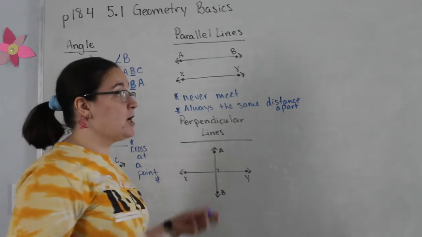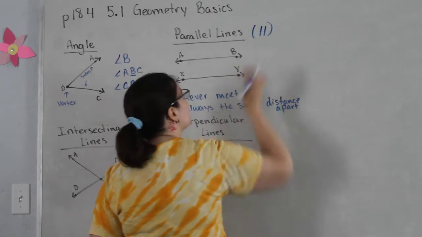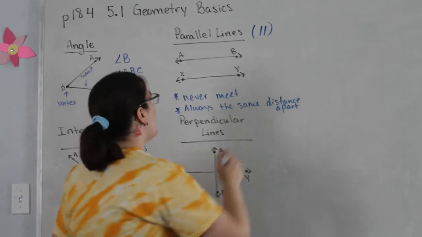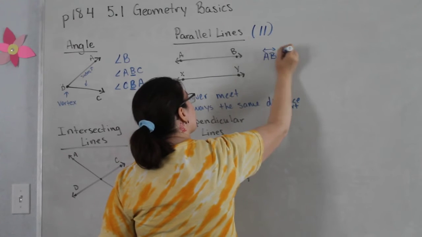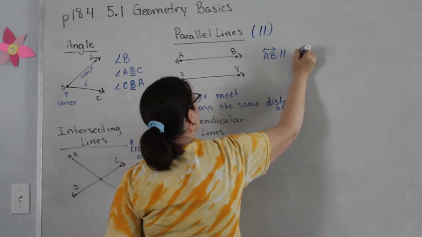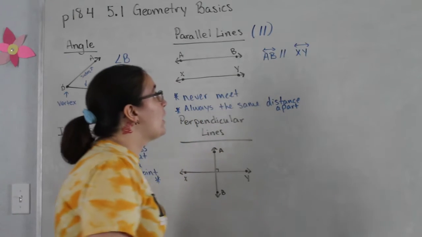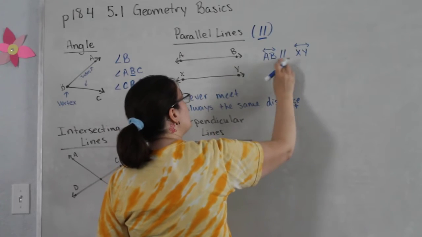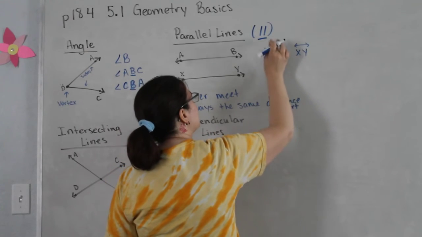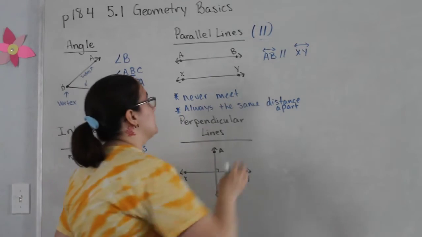This can be written as well with the symbol 2 lines. So it looks kind of like a slanted 11. And you would write this as AB is parallel to XY. Okay? Do not forget the parallel symbol. It looks like 2 slanted 11s. I say okay a lot, I'm sorry. It looks like 2 slanted 1s or a slanted 11.